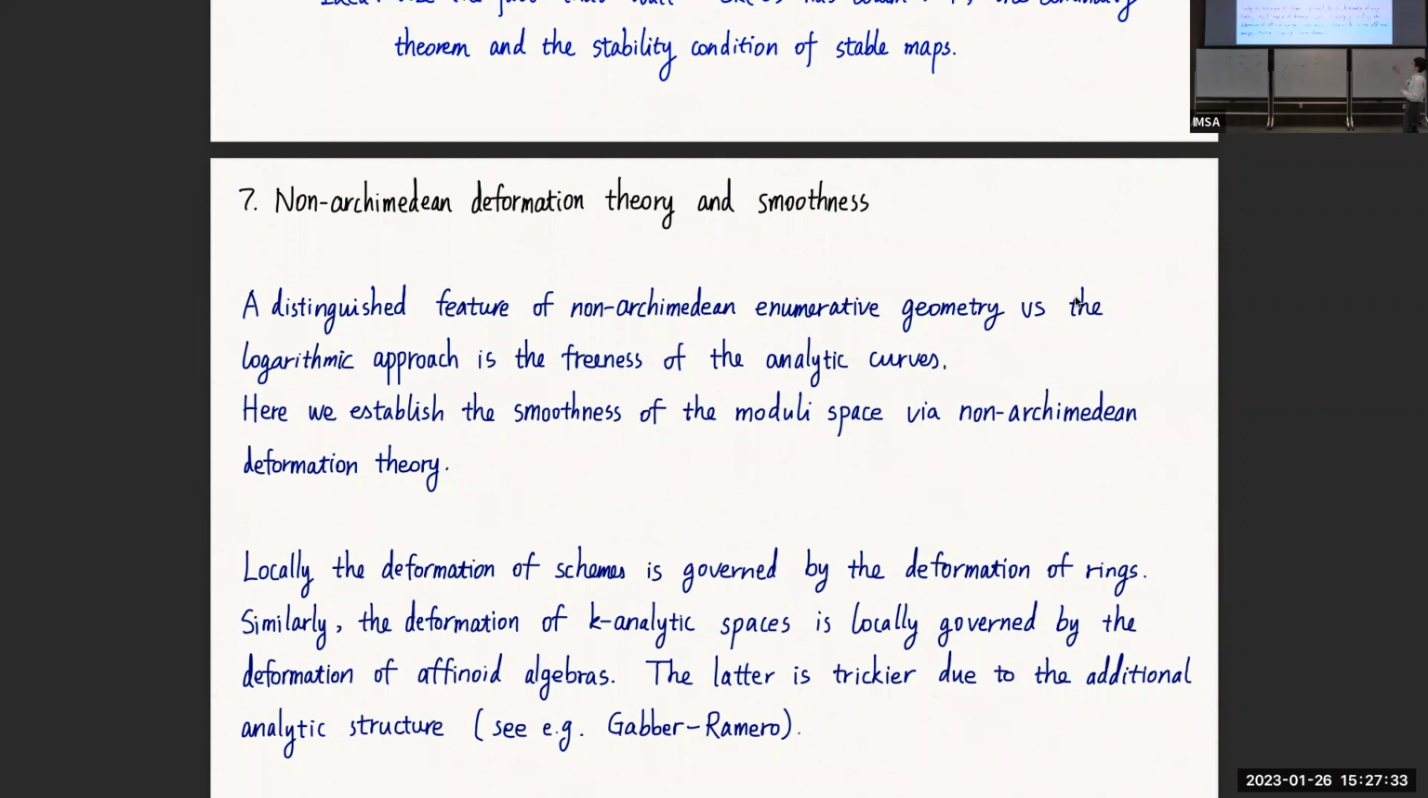Let's recall that the deformation of schemes is locally governed by the deformation of rings, because a scheme is a gluing of spectra of rings. And similarly, here the deformation of K-analytic spaces is locally governed by the deformation of affinoid algebras. But the deformation of these affinoid algebras is trickier due to the addition of analytic structure. You can take a look at the book by Gerritzen and Romero.